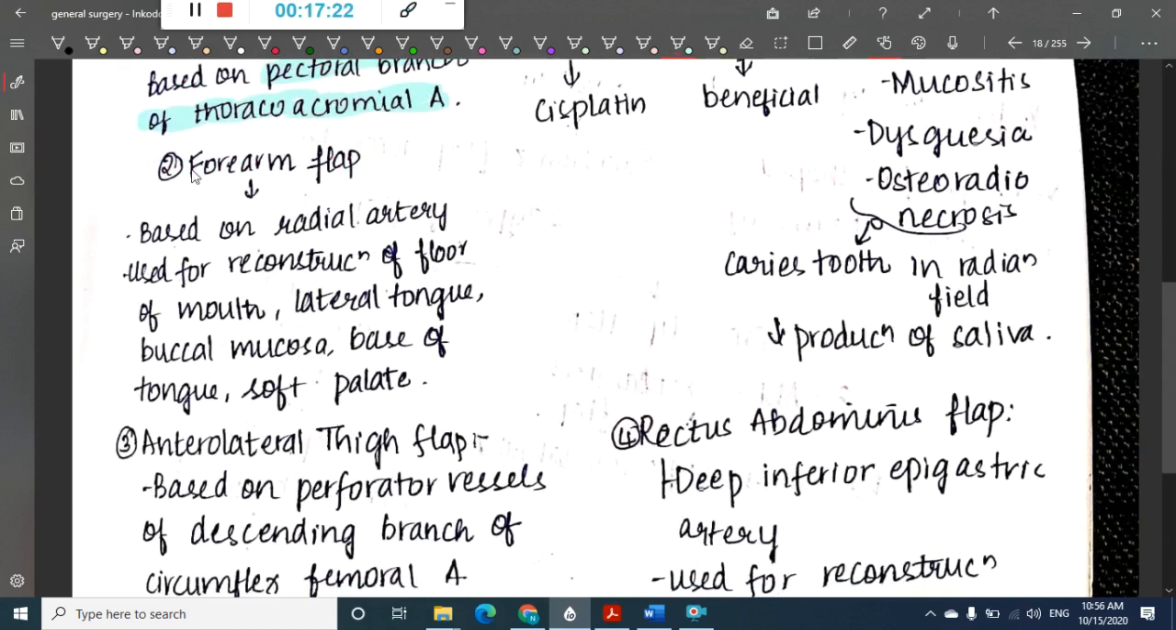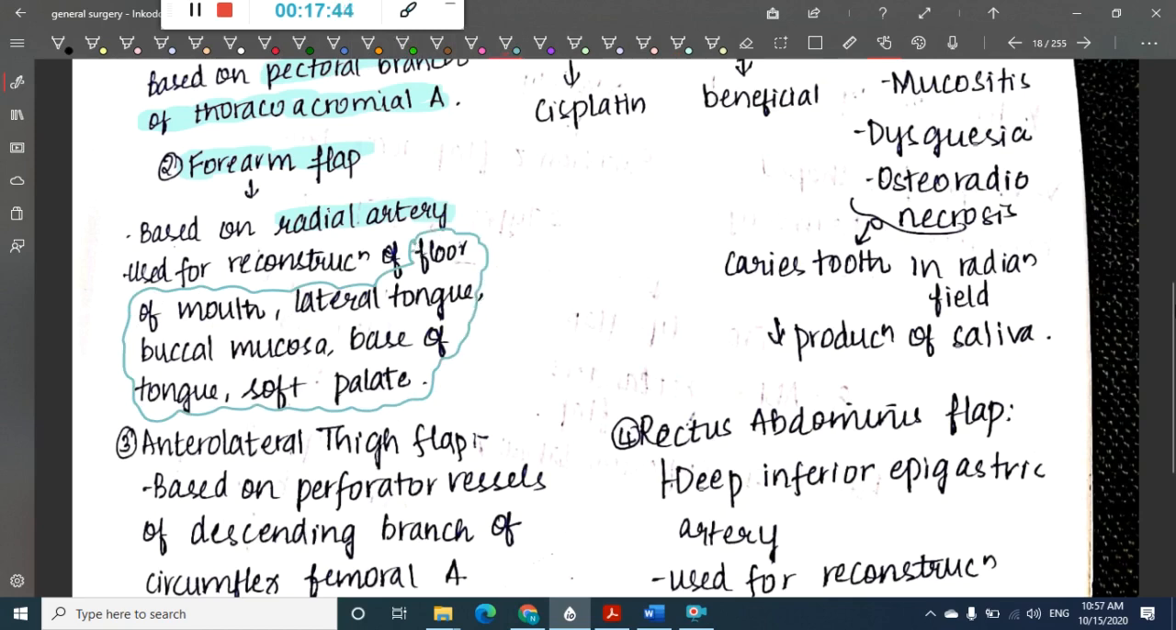Then we can use the forearm flap. This forearm flap is mainly based on the radial artery. It is mainly used to reconstruct the floor of mouth, lateral tongue, buccal mucosa, base of tongue and soft palate.